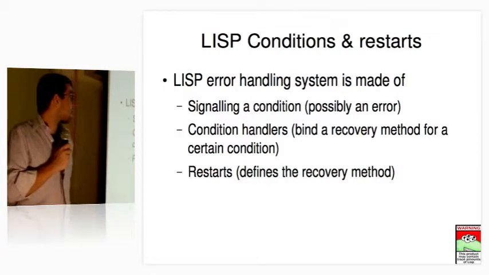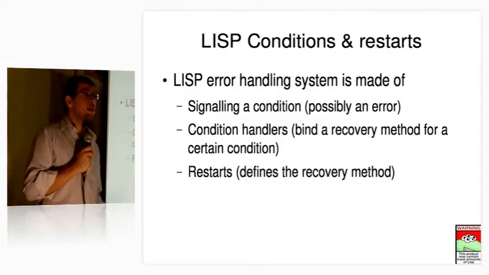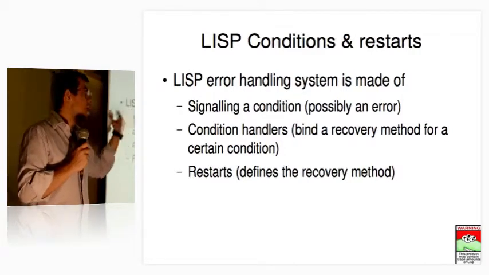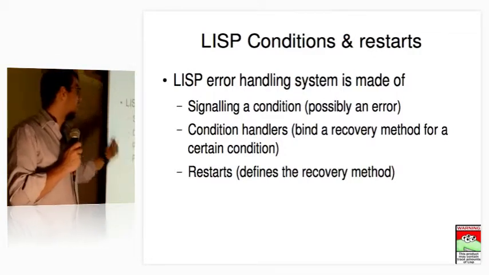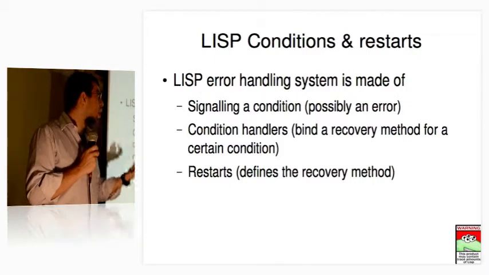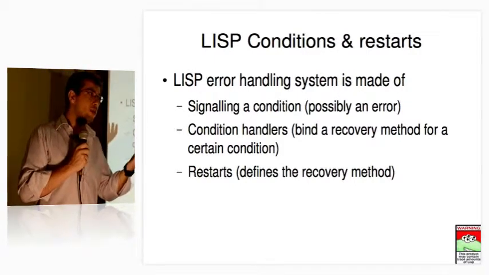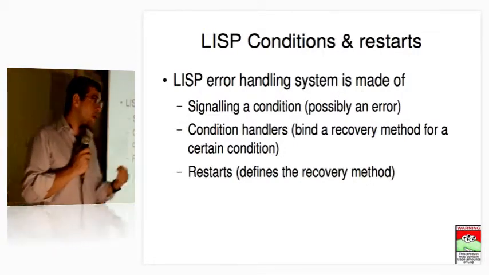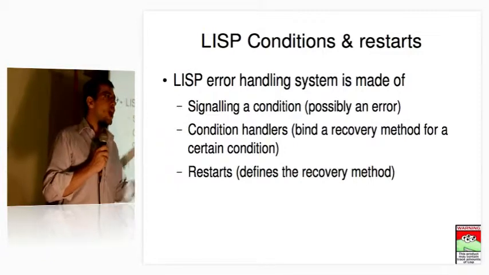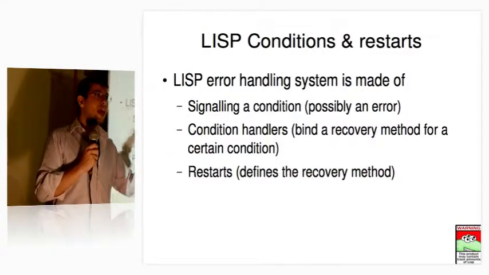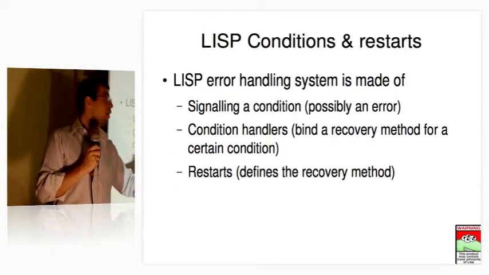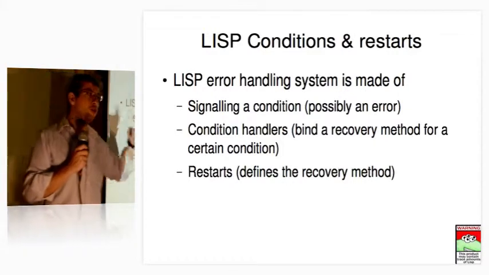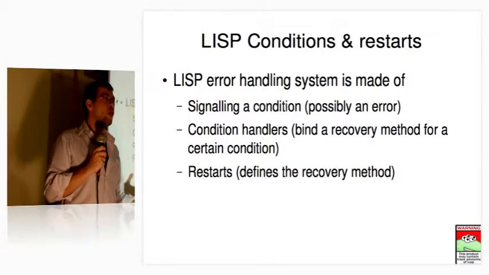Let me start with conditions and restarts. Now, in an error handling system, you can signal a condition, which is saying we have an error. We have condition handlers, which is binding a recovery method to that error specifically, and we have restarts which define the recovery method. Now in advanced languages, you have try-catch, right? Try-catch, you throw an error, for example, that's the signaling, and your catch is your condition handler and restart together, because in the catch, you're saying how you recover.